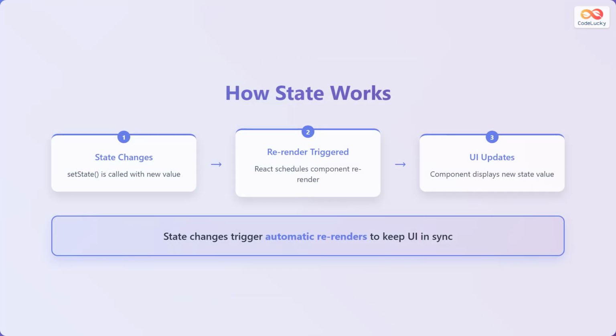First, the setState function is called with the new value. Second, React schedules the component to re-render. Third, the component displays the new state value. State changes trigger automatic re-renders to keep the user interface in sync.